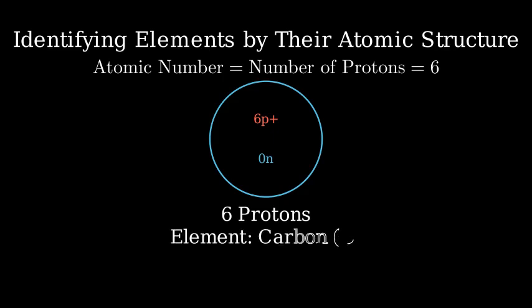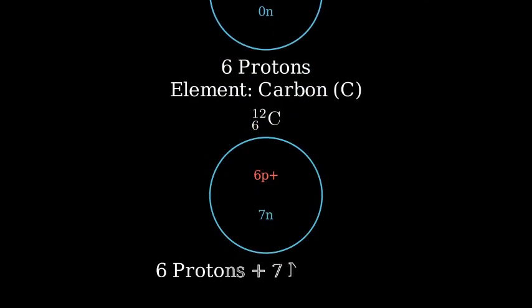Since this element has 6 protons, we can identify it as carbon. The atomic number 6 uniquely identifies this element as carbon on the periodic table. Now, we also know this atom has 7 neutrons. When we combine protons and neutrons in the nucleus, we get the complete nuclear structure of this specific carbon isotope.